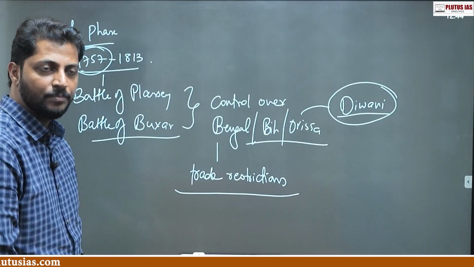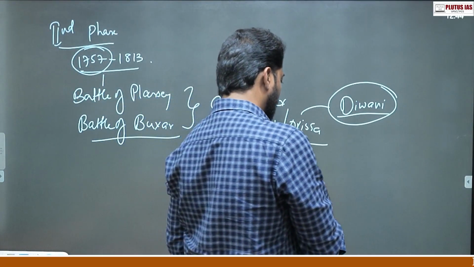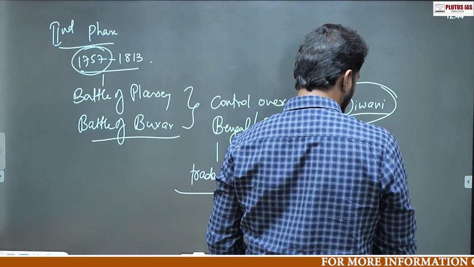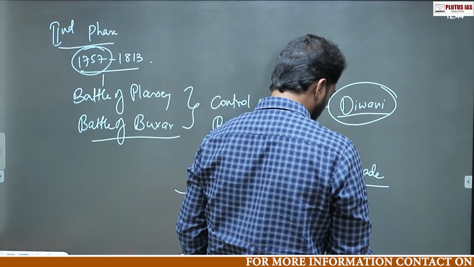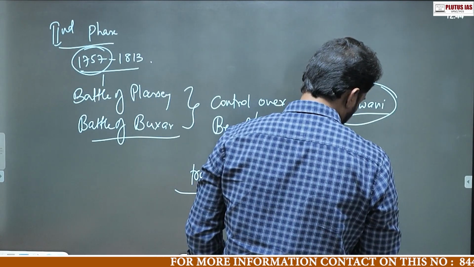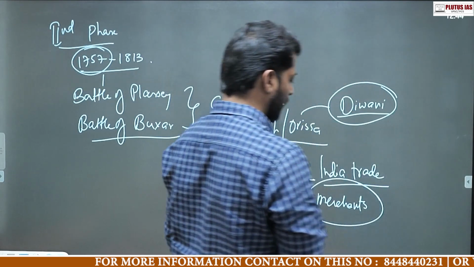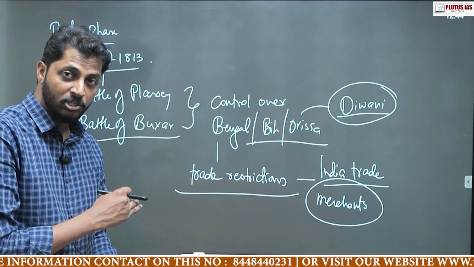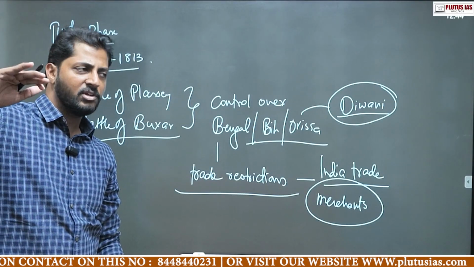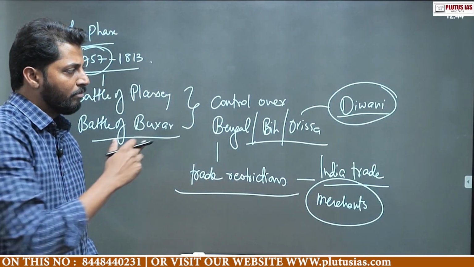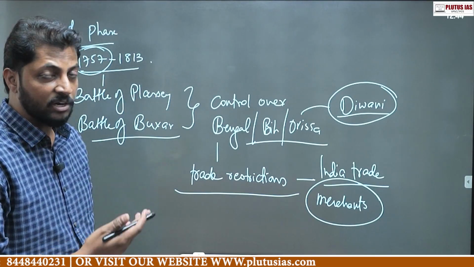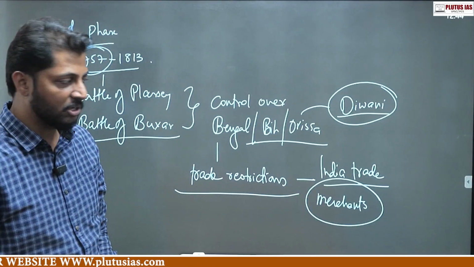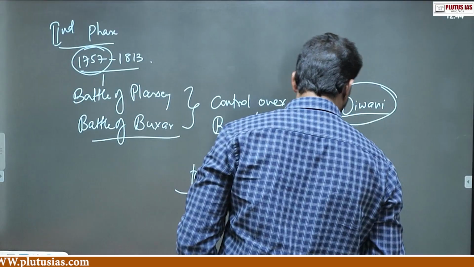trade restrictions. So these trade restrictions started to affect India's trade and especially Indian merchants. So this begins the phase of exploitation. In the first phase they were purely a trading body only, but here as a trading body they started ruling as well, especially from Bengal, and they started exploitation, right? So this is the second phase.